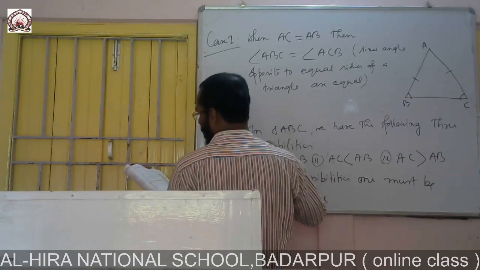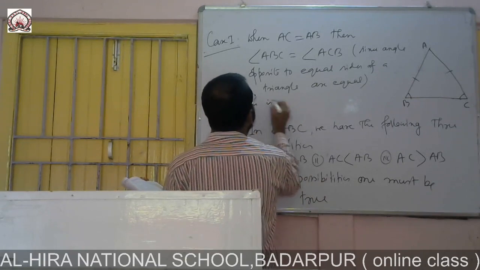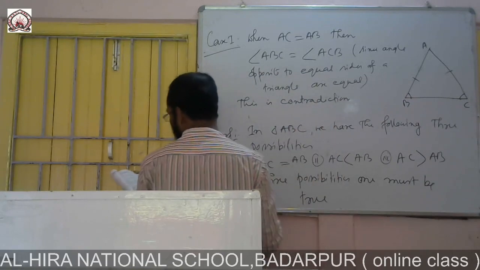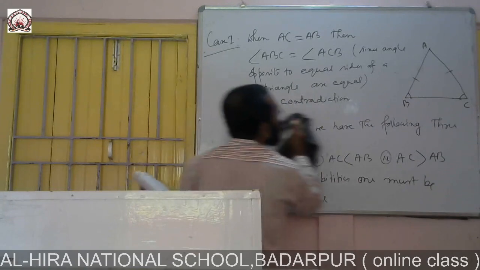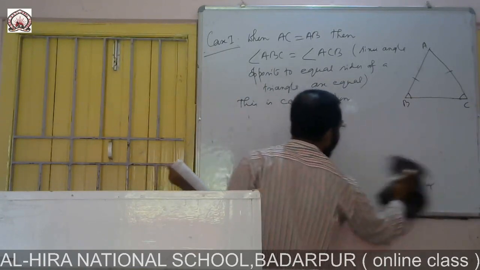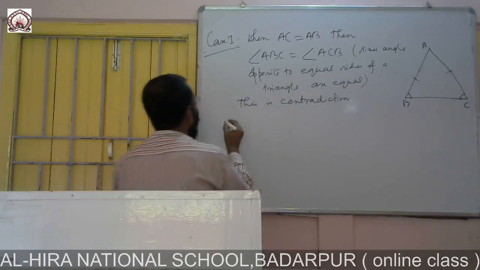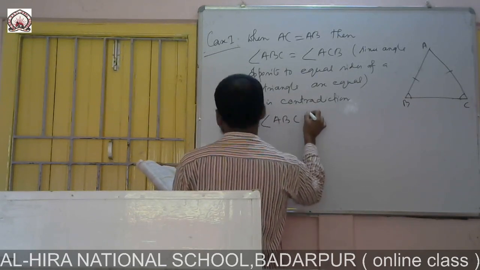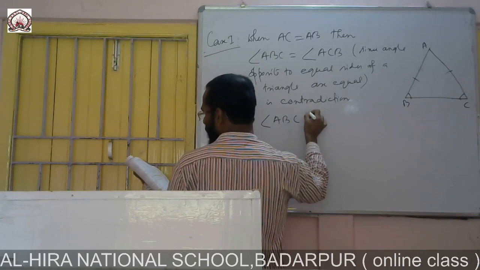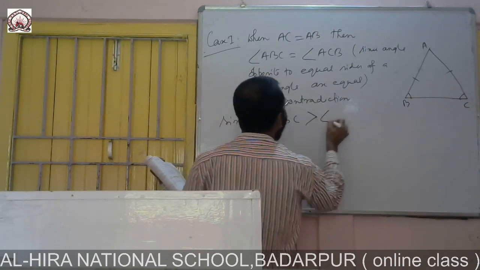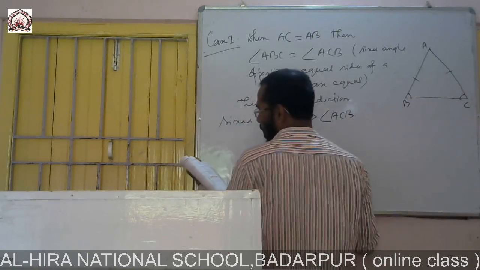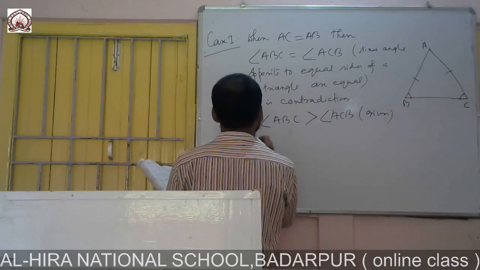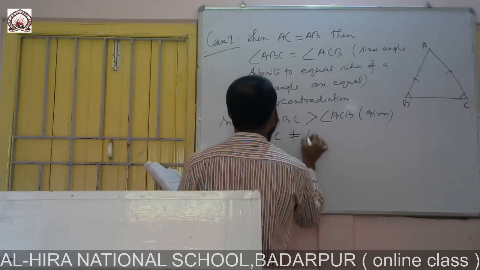This is a contradiction, because since it is given that angle ABC is greater than angle ACB, therefore AC is not equal to AB.